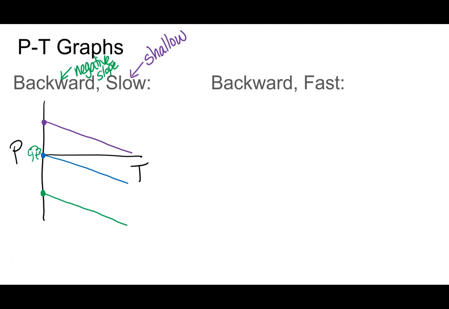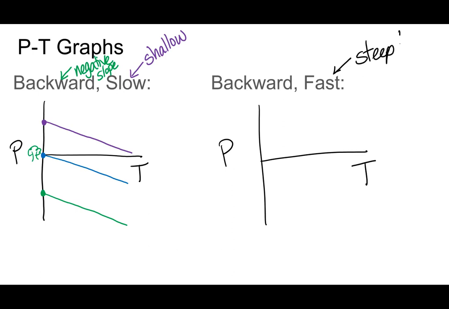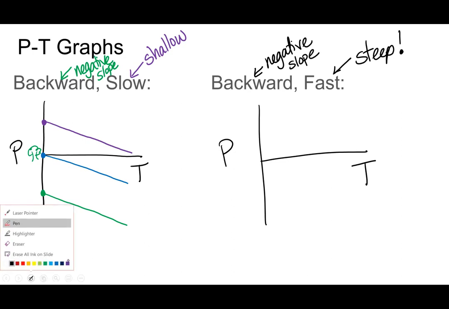If it's backwards and fast, fast means steep. Backward still means negative slope. So it's still going to go downward on the graph, but this time very steeply. So here we go. 1 meter in front of the tree, going backwards. So we're going to go towards the tree and on. Very steep.